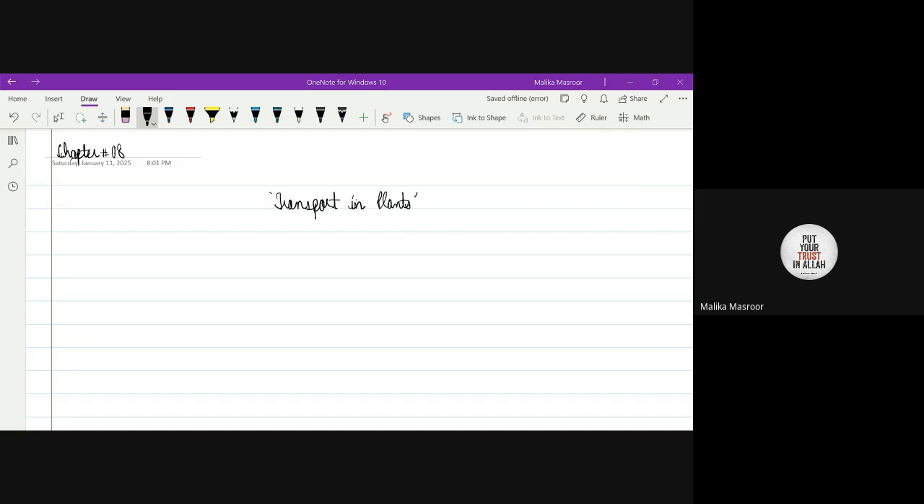So in transport in plants, first we need to talk about xylem and phloem because those two are the main plant transport systems. Okay, so we'll be talking about xylem and phloem first. First, let's talk about xylem.